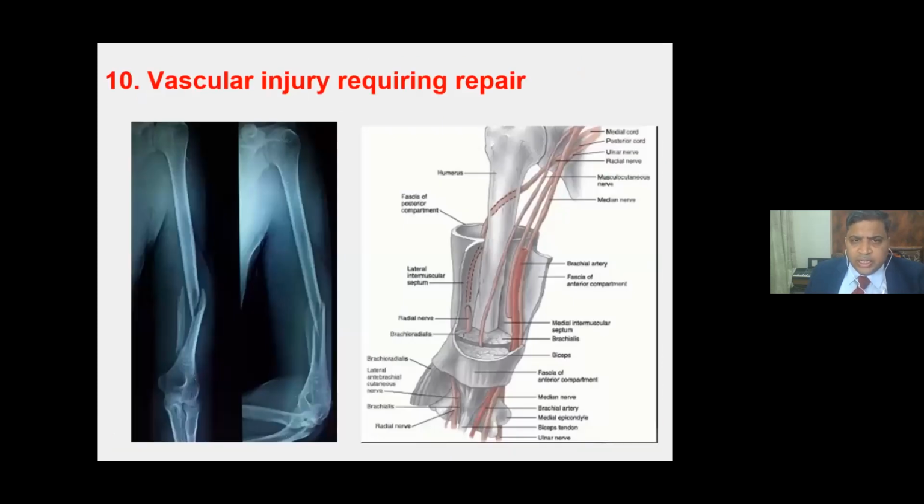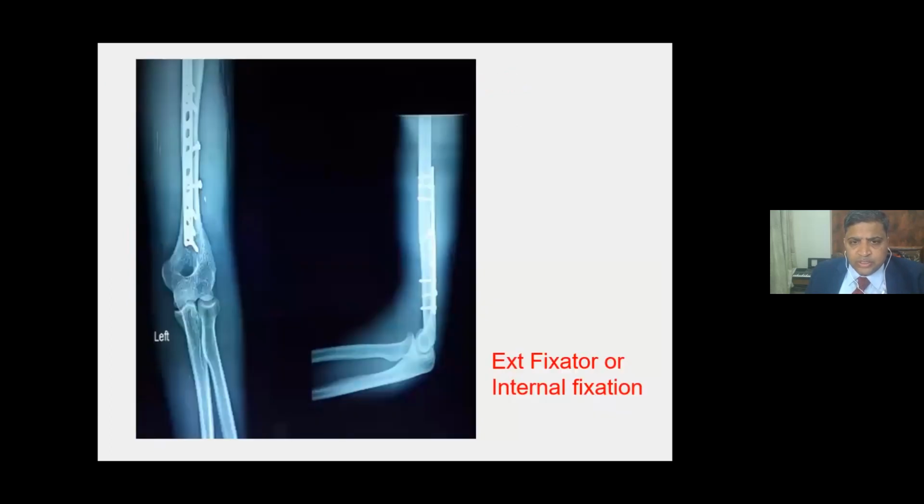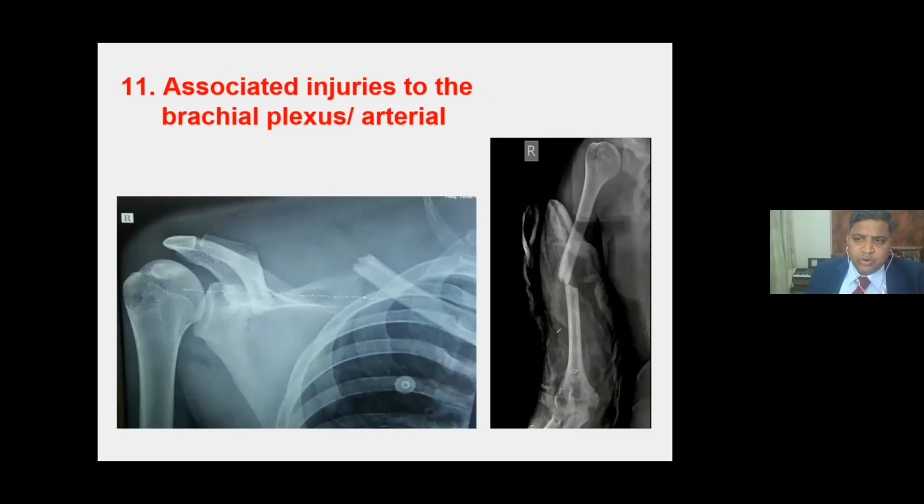So for the 10th example, if the patient has a shaft humerus fracture along with vascular injury, like in this fracture, this patient has got a brachial arterial injury with radial nerve palsy. So he was explored posteriorly first, the fracture was fixed, the radial nerve was explored, and then anteriorly the brachial artery repair was done.